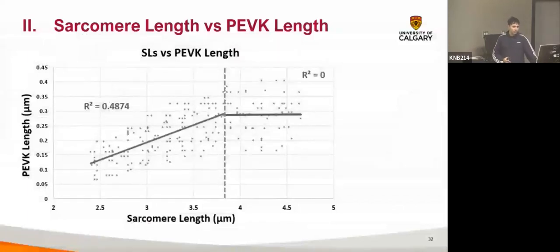Tracking sarcomere length versus PEVK length, we found that the PEVK length starts to lengthen at about a sarcomere length of 2.5, and it does so all the way up to around 3.8, after which the PEVK is fully unfolded and its length plateaus out. So it's reached its contour length at a value of just below 0.3 microns, or 300 nanometers.